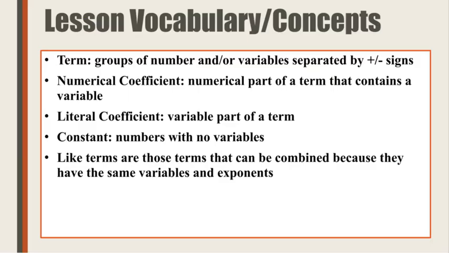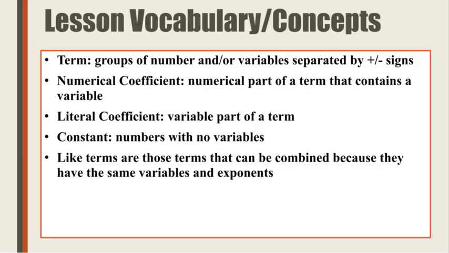So some vocabulary words. When they're talking about terms, they're talking about groups of numbers and or variables separated by plus or minus signs. If you count the number of plus or minus signs, the number of terms is always going to be one more than the total number of plus or minus signs. If there's an expression in parentheses, like 4 minus 7, or 4x minus 7 in parentheses, that whole thing is considered one term because that's grouped together.